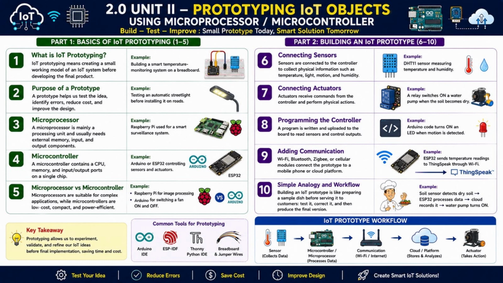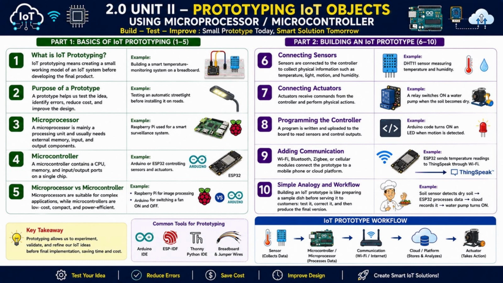A prototype will help us test the idea, identify the errors, and reduce cost, and then only we can improve the design. That is the purpose of a prototype. Example is testing an automatic street light before installing it on the roads. Okay. Next, what is a microprocessor?